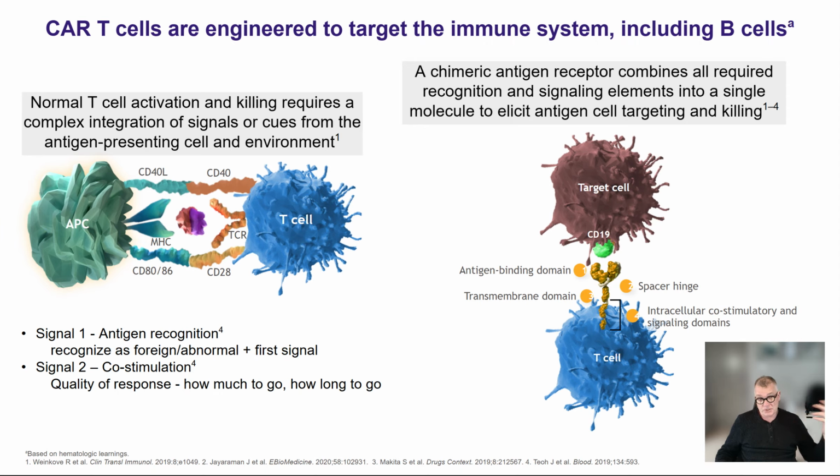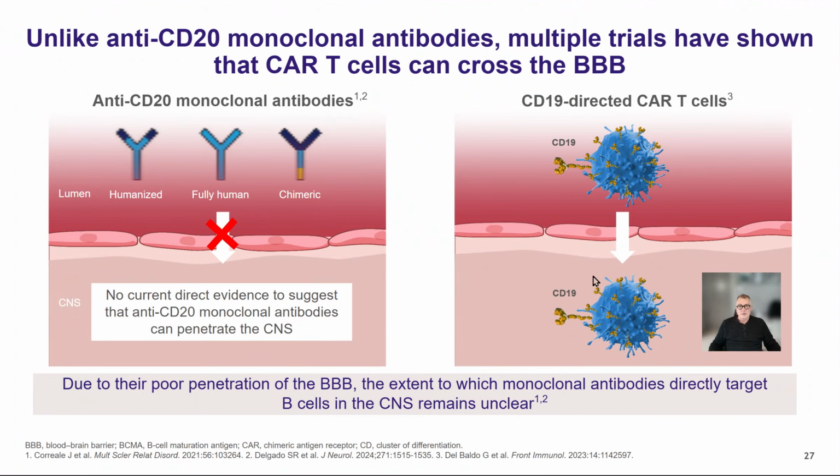You then have to engineer them in a laboratory, expand them, come back to the patient, do a depletion cycle, reinfuse them, and then hopefully the CAR T-cells go around the body, find the B-cells and kill them. And we think that CD19 is probably better than anti-CD20 because it targets a much broader population of B-cells. It even goes up to plasmablasts.